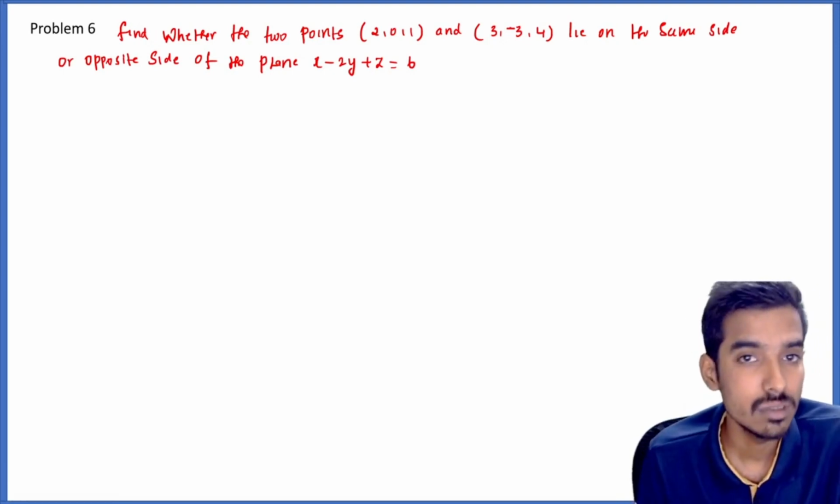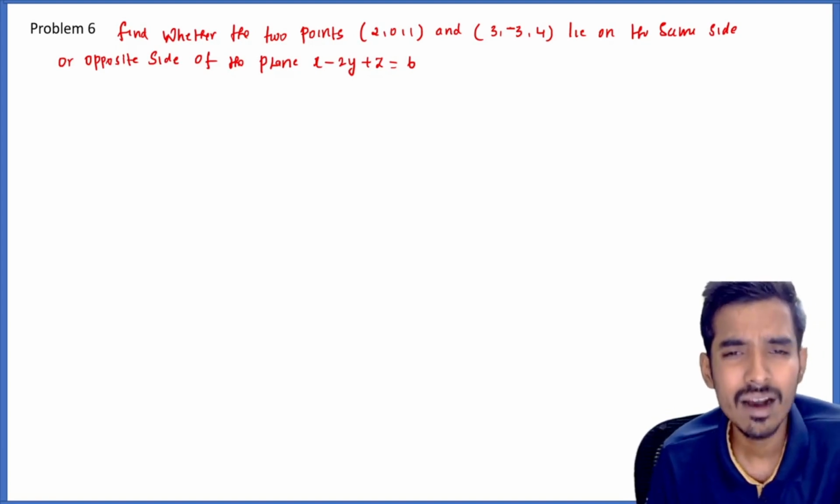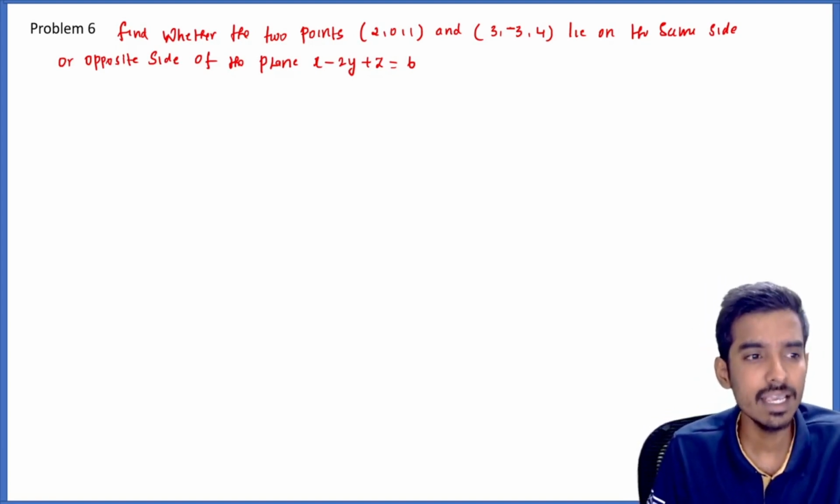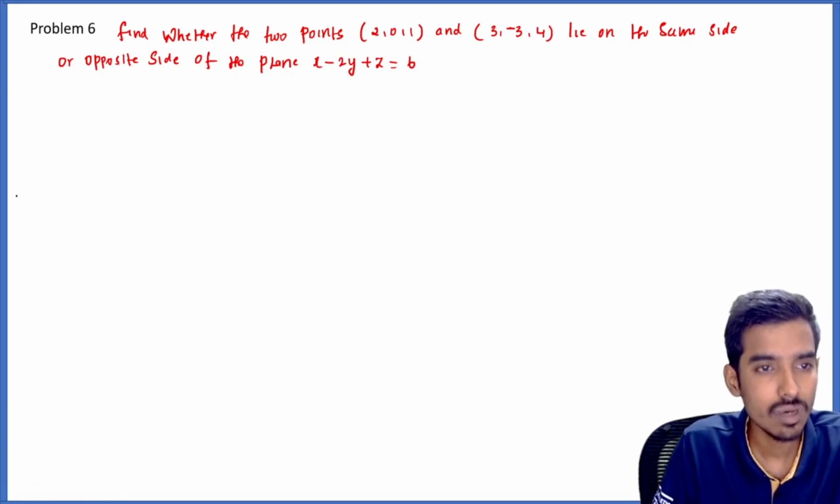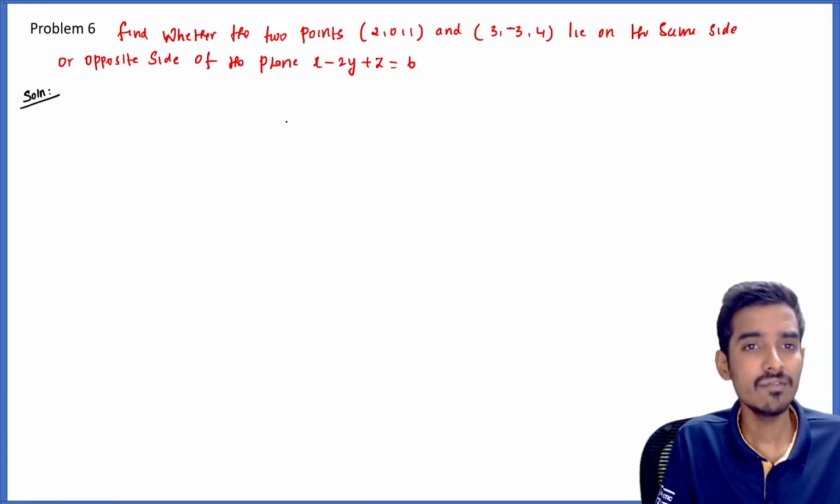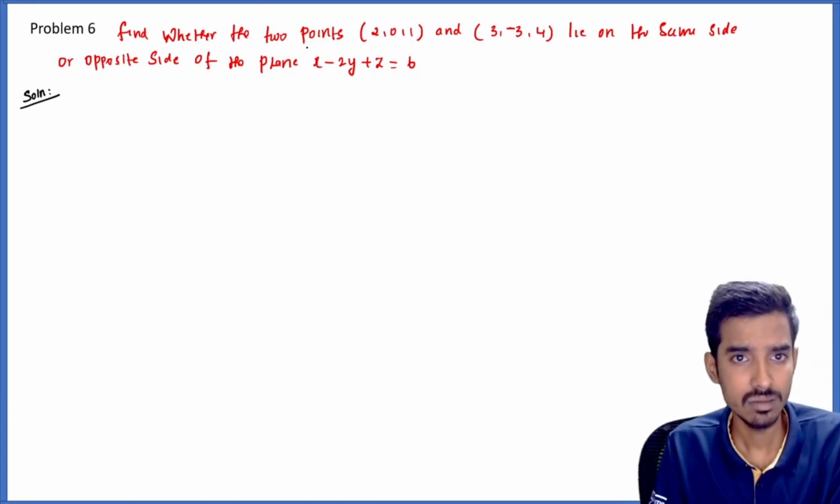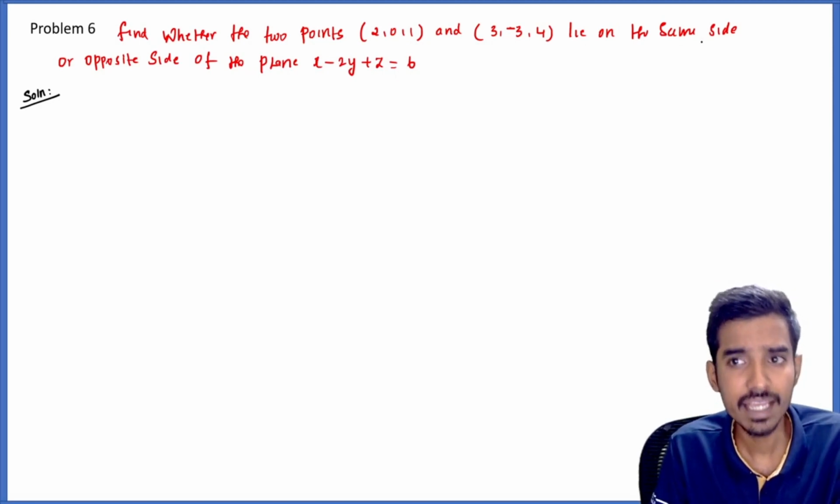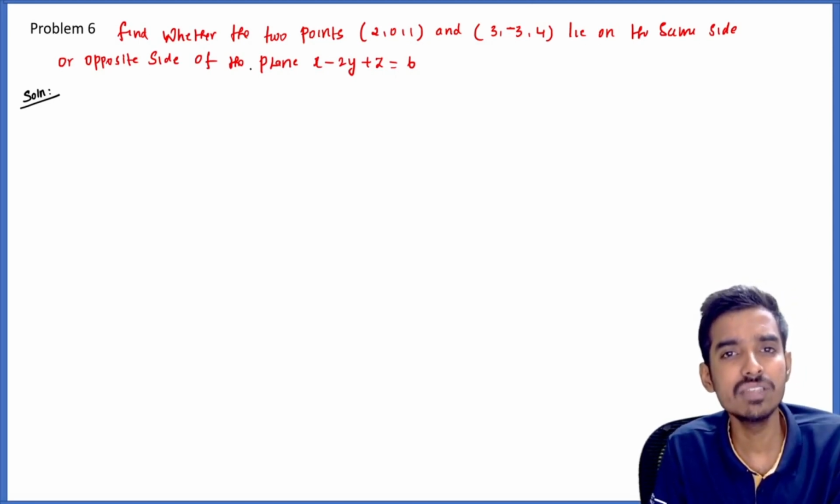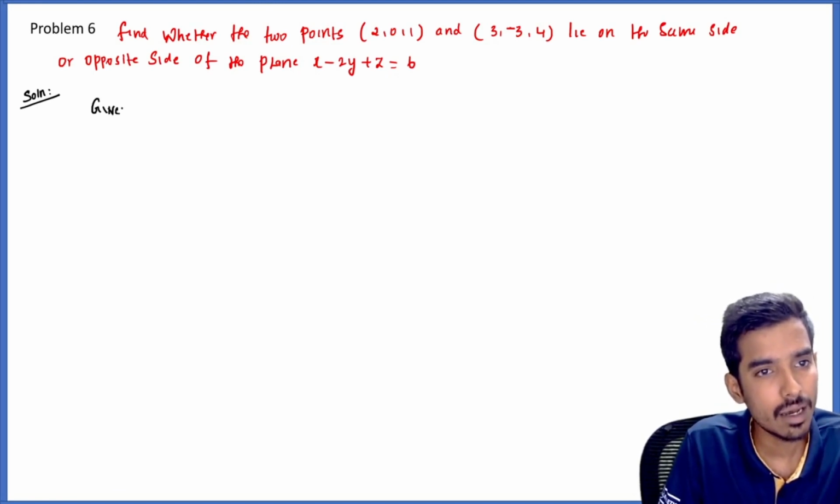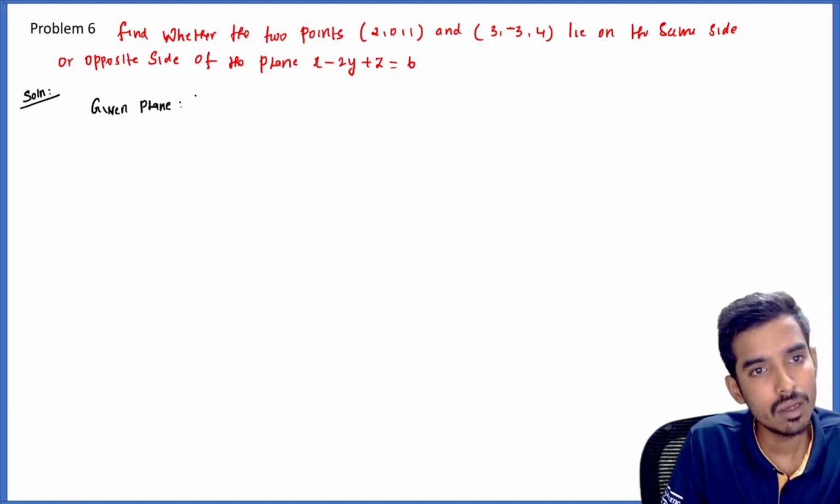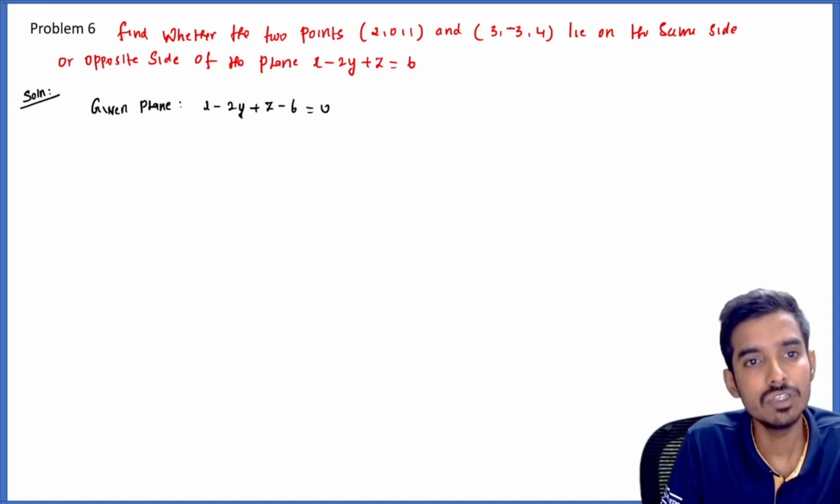All the problems in this class are very important. All are very, very easy, provided you understand the concept. So we'll start the first problem. Again, it's a very interesting problem. We have to find whether the 2 points lie on the same side or opposite side of the plane. They have given the plane 2x minus 2y plus z minus 6 is equal to 0.